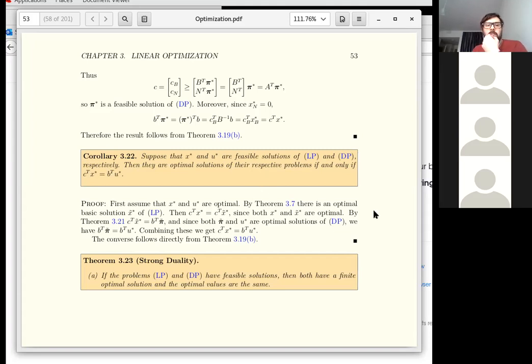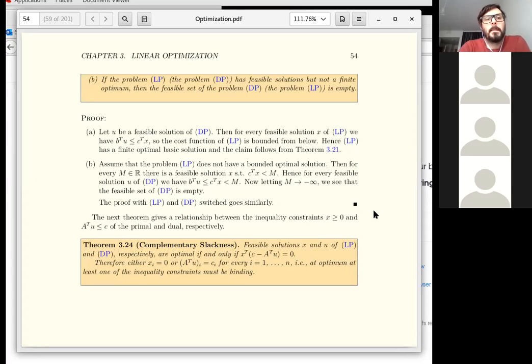And this comes to theorem 3.23. So if a linear problem and its dual both have feasible solutions, then they both have a finite optimal solution and the optimal values are the same.